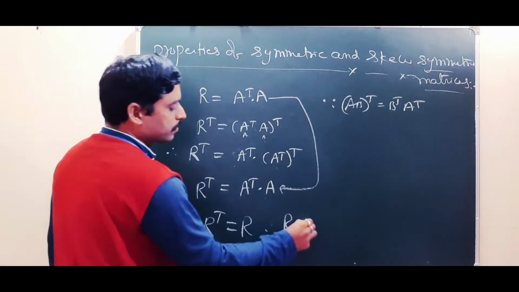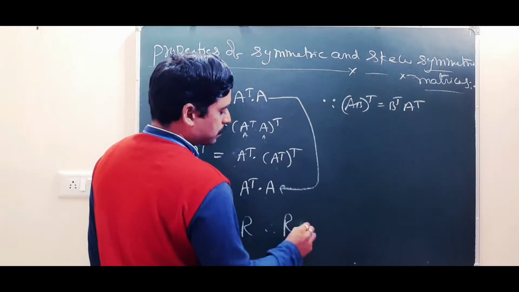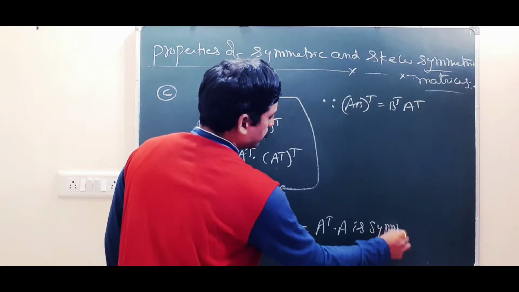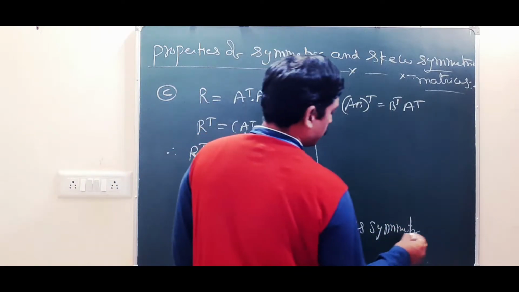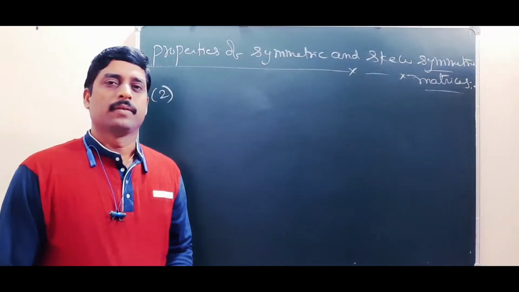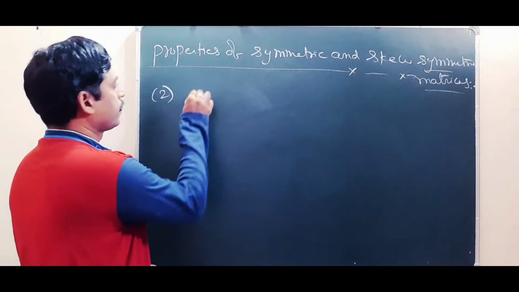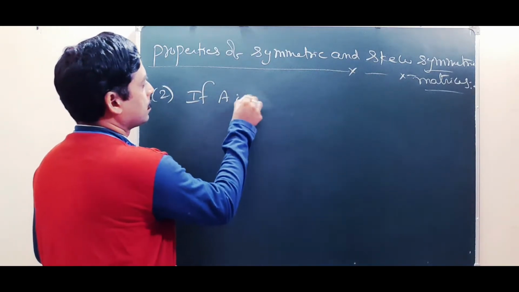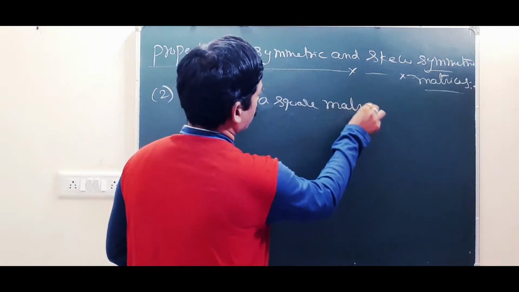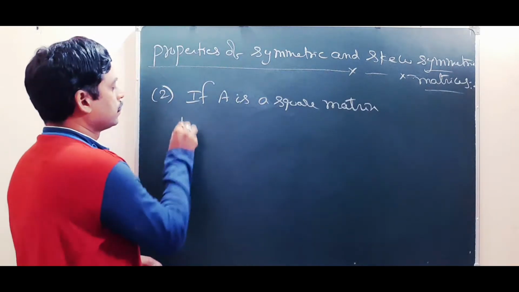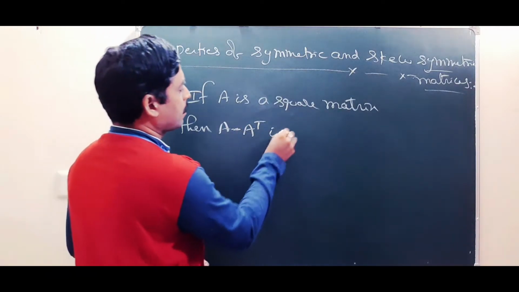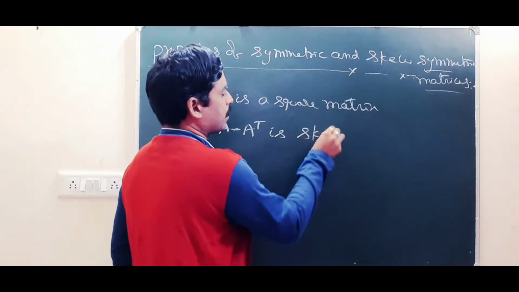Therefore R, A transpose into A, is a symmetric matrix. Okay, now explain the second point. If A is a square matrix, then A minus A transpose is a skew symmetric matrix.